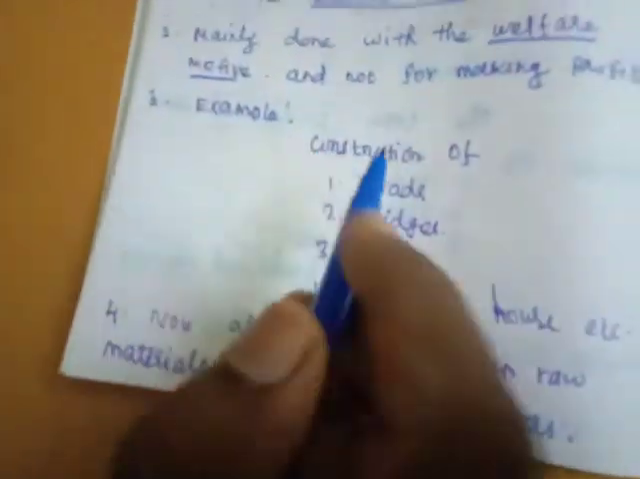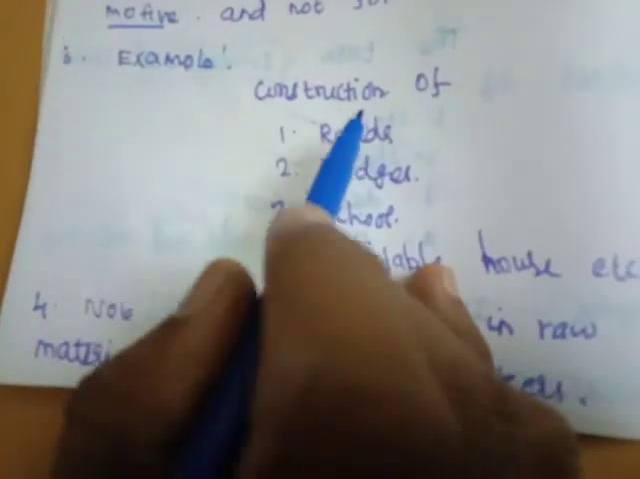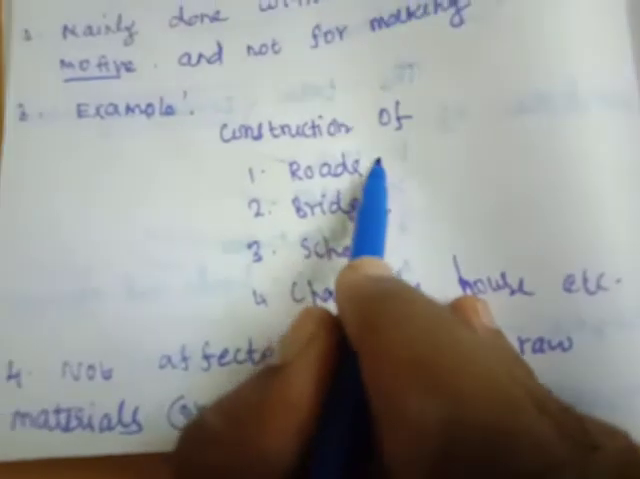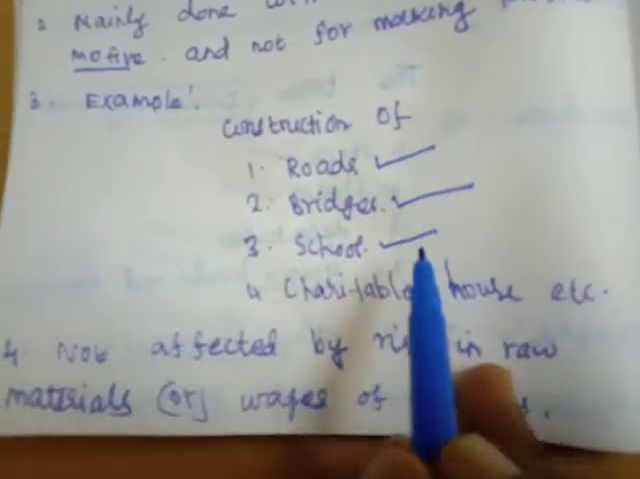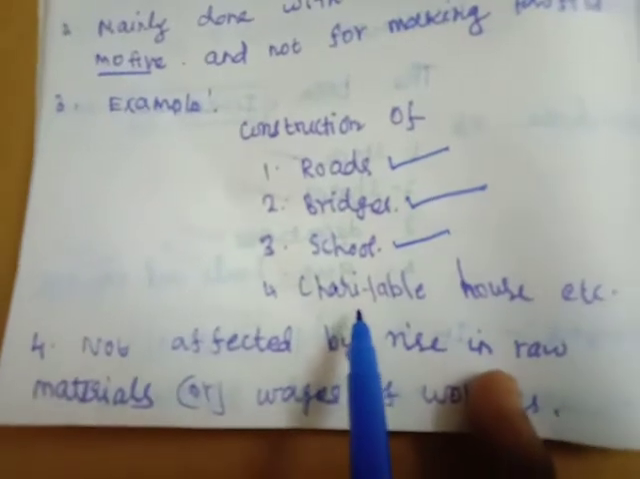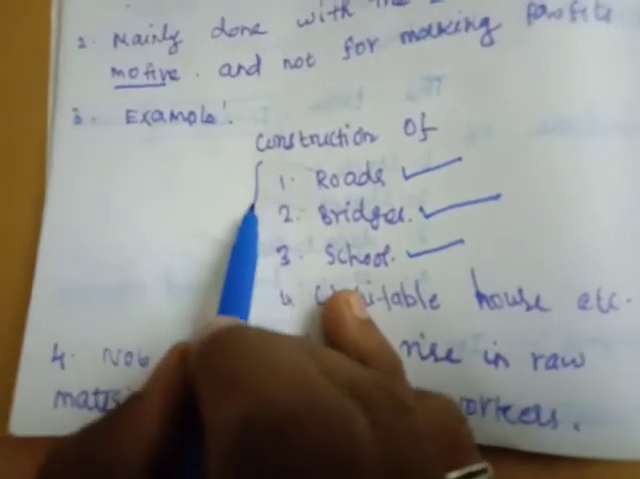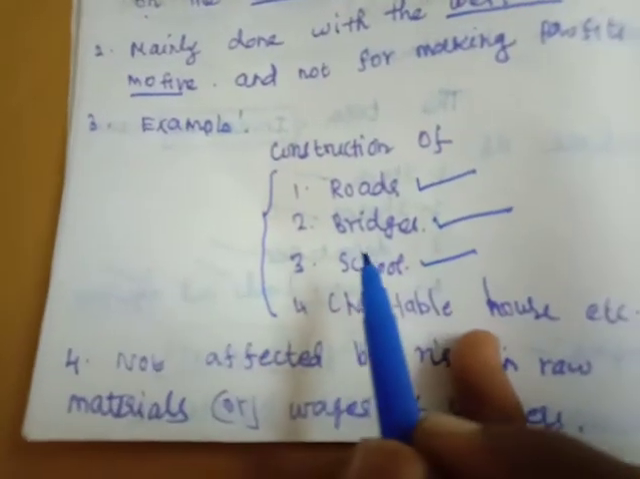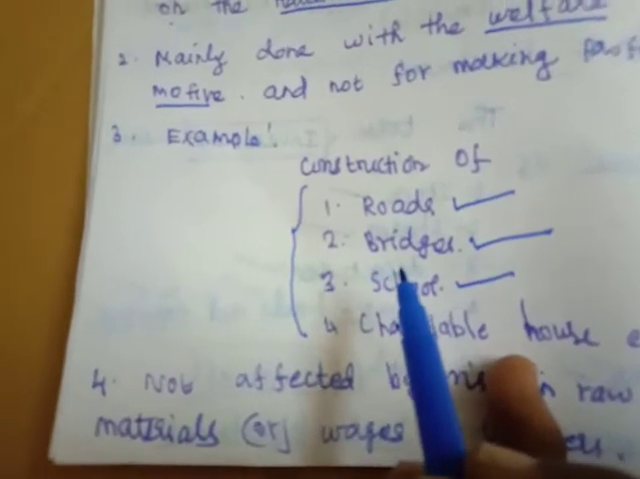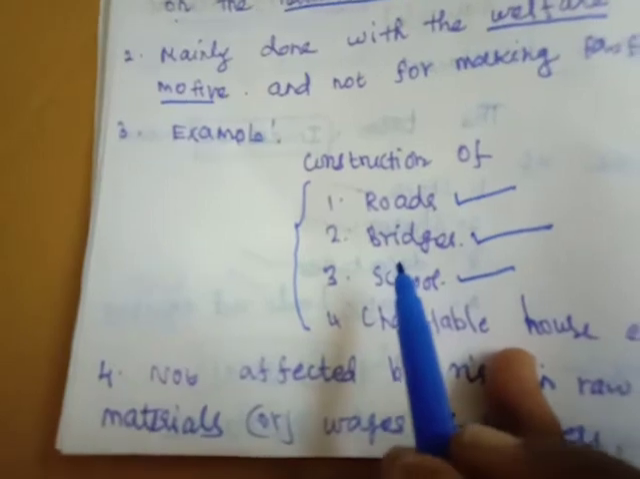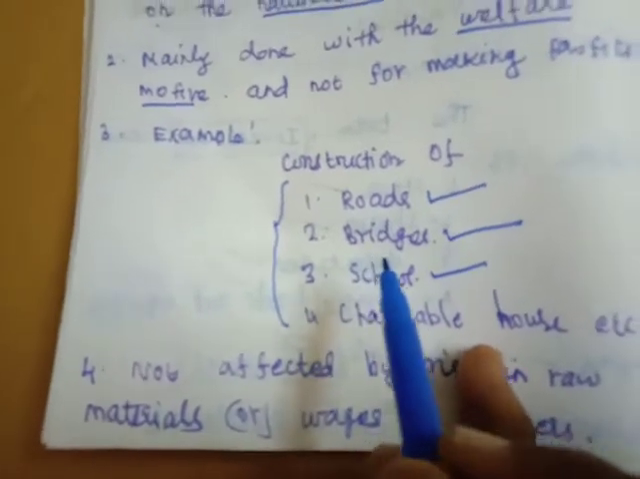For example, the government invests its money to construct roads, bridges, schools and colleges, and for charitable causes. In this investment, the government may get profit or may not get profit. That's not a problem. But the main motive is to improve the welfare of the people.